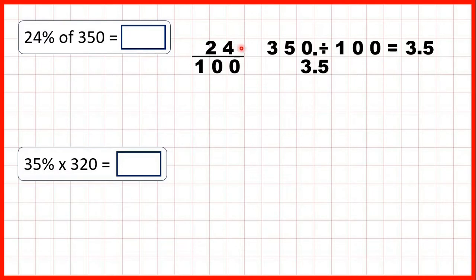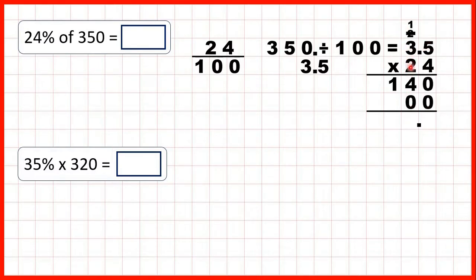Now we need to multiply by the numerator, so multiply by 24. We copy down our decimal point. 5 times 4 is 20, so 20. 3 times 4 is 12, plus 2 is 14. We cross out our working, write a 0 in our second answer line. 5 times 2 is 10, so 10. 3 times 2 is 6, plus 1 is 7. So we can add up our answer lines and we get 84.0, or 84, as our answer.